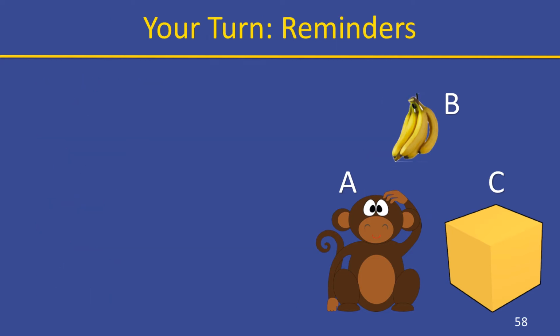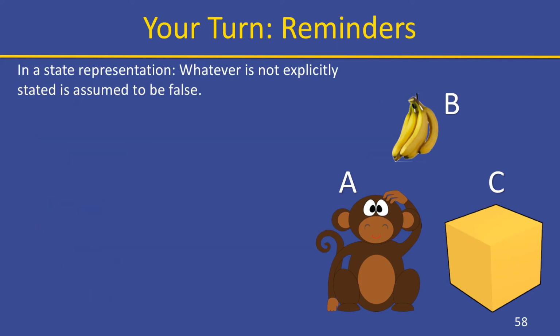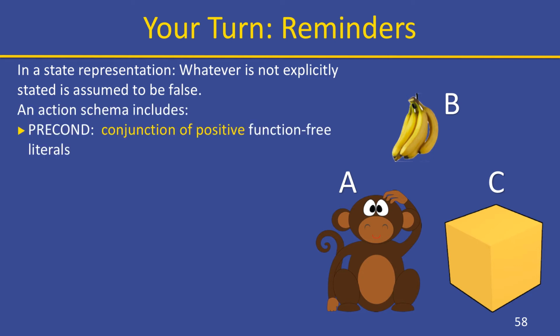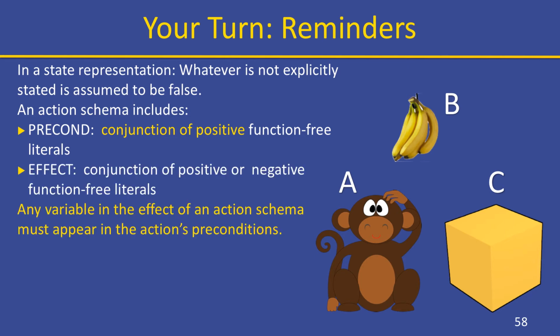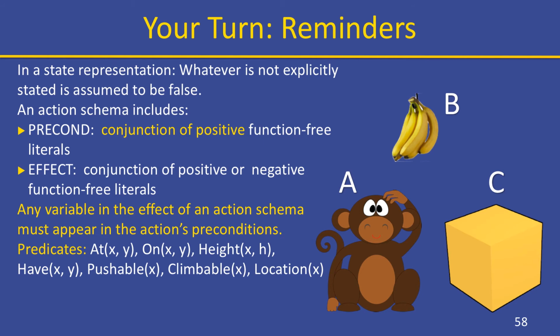So just a few reminders as you work through this problem. In the state representation, whatever is not explicitly stated is assumed to be false, and an action schema has to include precondition, effect, and any variable in the effect of an action schema must appear in the action's preconditions. And the predicates we're using here are the at predicate, on, height, have, pushable, climbable, and location. And the constants are monkey, bananas, box, A, B, C, high, and low.